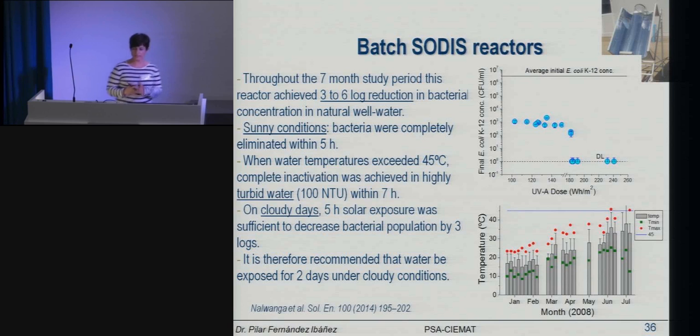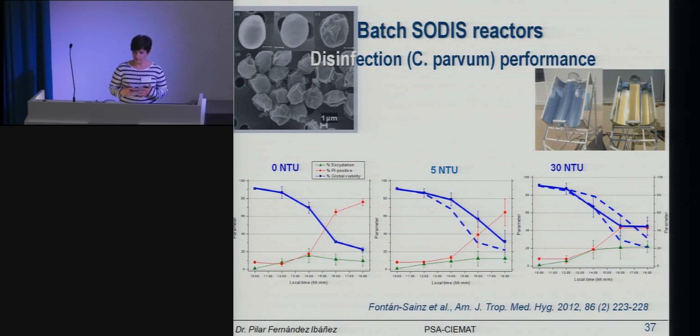This is the performance of this system for Cryptosporidium parvum in different turbidity waters: 0, 5, and 30 NTUs. And here you can see the decreasing viability of Cryptosporidium and how the more turbid the water is, the less efficiency it has, but the viability decreases from 90% to 20%. And these measures are done with a PI viability test. These are not in vivo tests, but probably the infectivity at the end of the experiment is quite low.